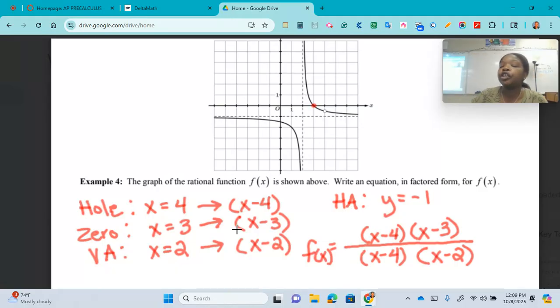That's when the degree of the numerator and the denominator is the same. What is the current degree of the numerator? 2. The degree of the denominator? 2. Since it's the same, we need to make the leading coefficient the same. So I'm just going to add a negative. Wasn't that fun?